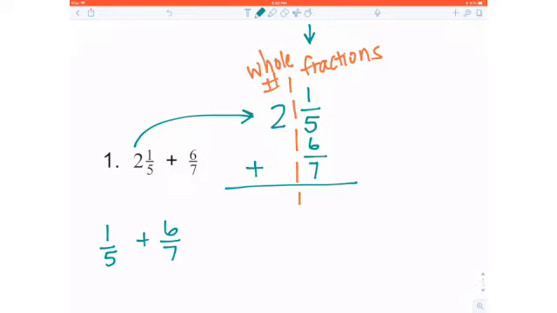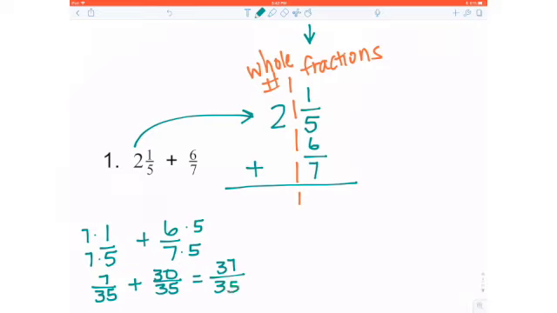All right, so we're going to multiply each side by each other so we can give them the same denominator. And this becomes 7/35 plus 30/35. And that equals 37/35. Well, wait a second, this is an improper fraction. Well, let's rewrite it as a mixed number. 35 goes into 37 one time. We have a remainder of 2, and our denominator stays the same.